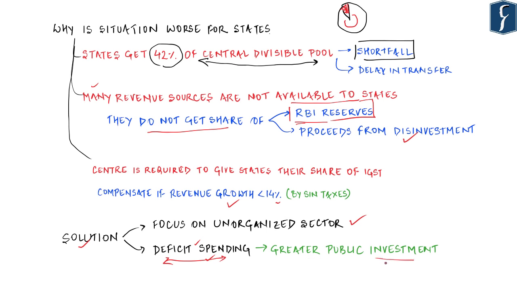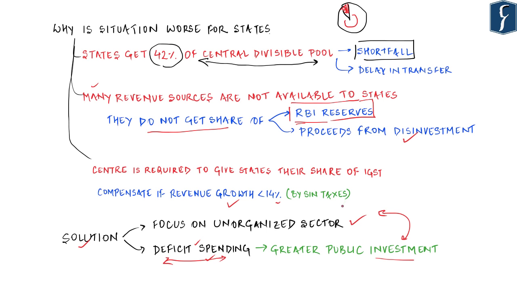If fiscal deficit is allowed to rise further, extra resources can be used to boost incomes in the unorganized sector through greater public investment. So these two solutions are intricately linked to each other, and they might help the economy come out of this recession.